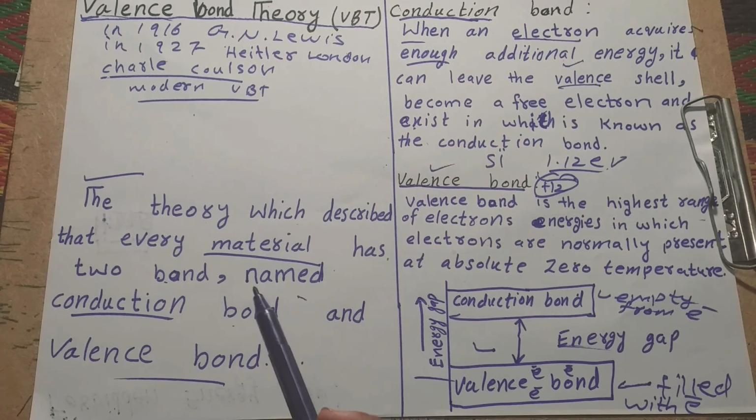Okay, understand what valence bond theory is in electronics, and what the role of the conduction band and valence band is in electronics. Okay, understand?